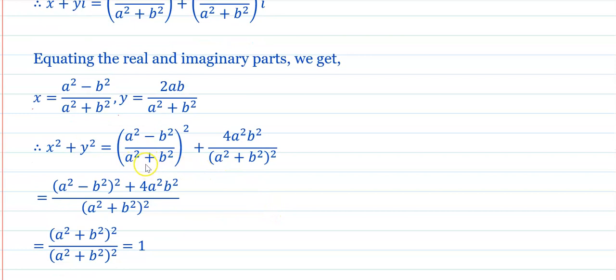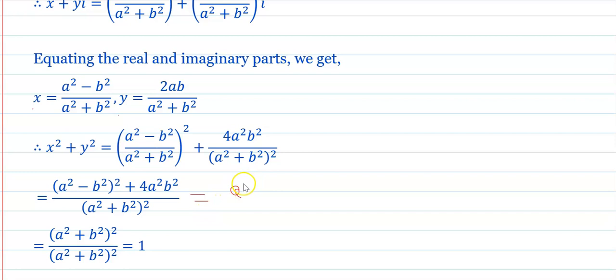दोघांचं डिनोमिनेटर कसं येणार? तर सेम येणार. That is denominator (a square plus b square) whole square. इथे देखील denominator (a square plus b square) whole square. That is (a square minus b square) whole square plus 4a square b square. Now expand this. हे जर आपण expansion केलं, (a square minus b square) whole square means what?